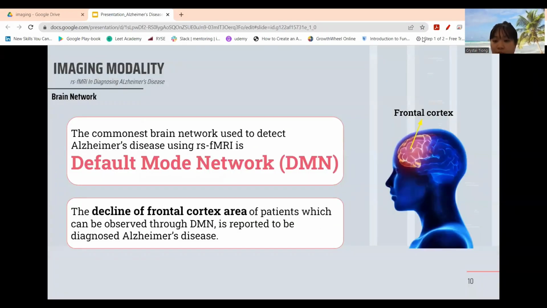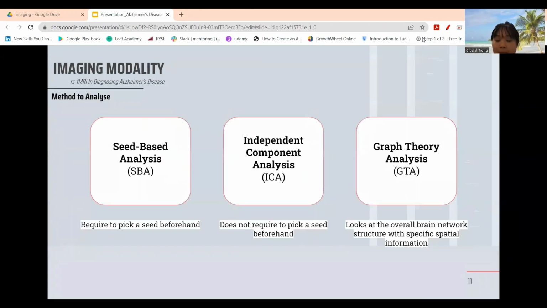The common brain network used to detect the disease is the default mode network (DMN). The decline of the frontal cortex area of the patient, which can be observed through DMN, is reported to be used to diagnose Alzheimer's disease. There are three methods to analyze the RSfMRI data: seed-based analysis (SBA), independent component analysis (ICA), and graph theory analysis (GTA). SBA requires picking a seed before we apply it, whereas ICA doesn't need one, and GTA looks at the overall brain network structure with specific spatial information when we apply it in diagnosis.